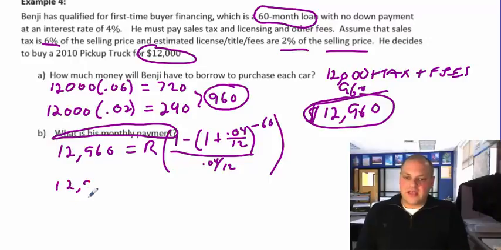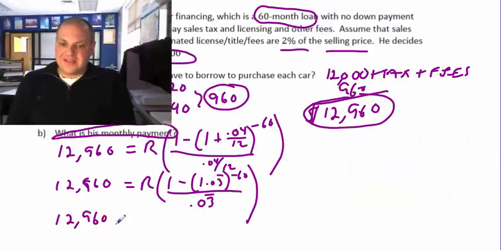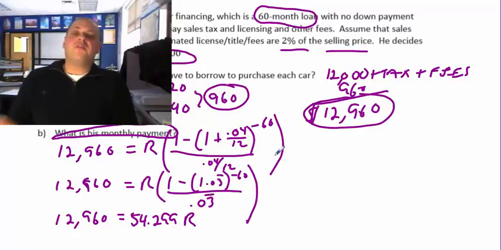So that's going to be 12,960 equals R times, if you clean this up, 1 minus 1.003 repeating, I did this ahead of time, to the negative 60. It comes out to be 0.03 repeating when you divide that 0.04 divided by 12. So that's 12,960 equals, now throw this in the calculator, you get 54.299. Of course, that's times R. So now we have 12,960 equals 54.299 R.